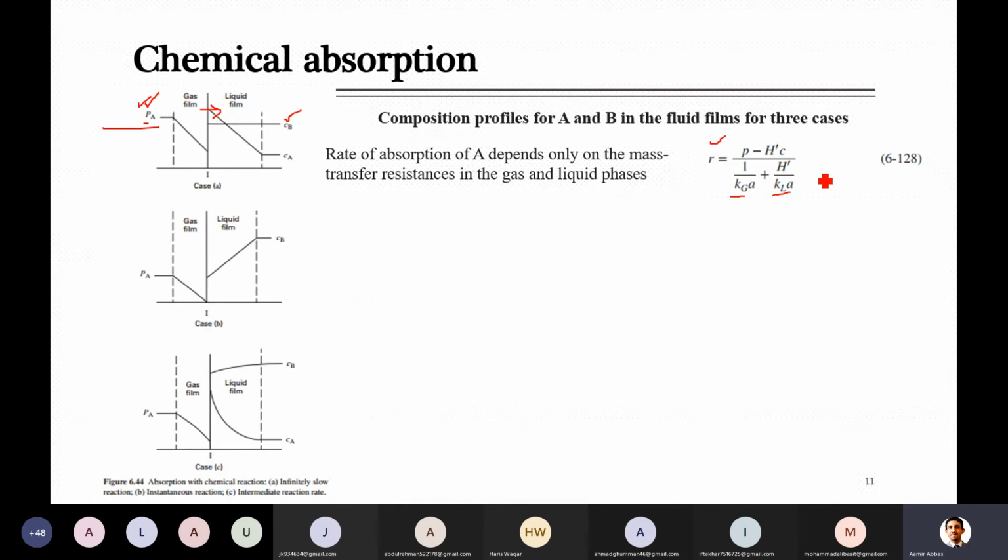So then there is the second case. In the second case, you can see that this is an instantaneous reaction. The reaction is very fast. Instantaneous means that as soon as some of the solute molecules approach the interface and come in contact with the liquid, they will quickly react with it.